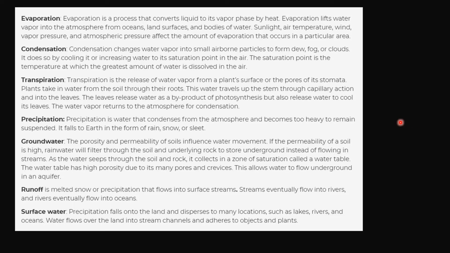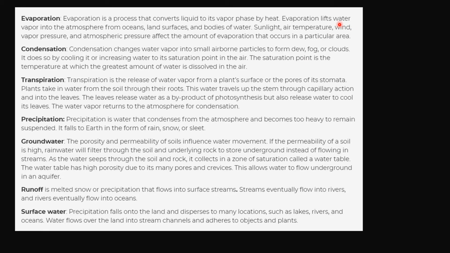So these are the different parts of the water cycle. We've talked about evaporation. Evaporation lifts water vapor into the atmosphere from the oceans, land surfaces, and bodies of water. This is affected by different things. For example, the higher the temperature, the more water is going to evaporate. If it's a hotter day, more water is going to go up into the sky.